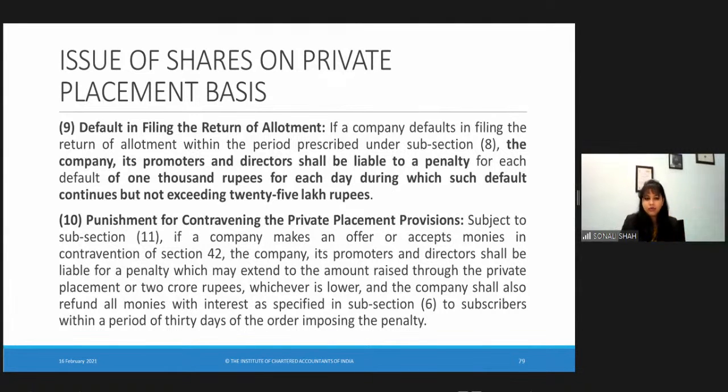Further to that, what if the company defaults in filing the return of allotment? If there is a default, in that case, the company, its promoters and directors will be liable to a penalty of 1,000 rupees for each day, up to 25 lakh rupees. What is the punishment for contravening the private placement provisions?